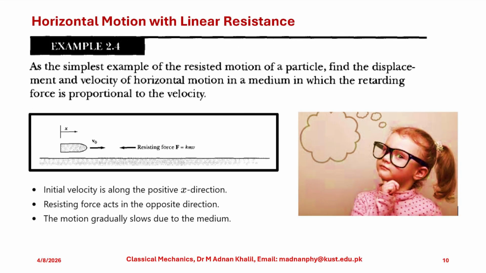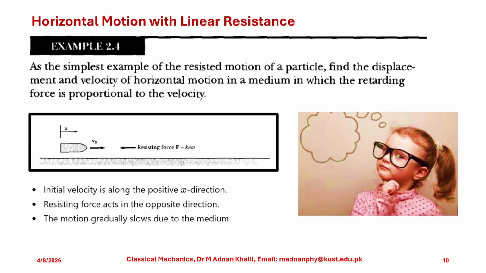Here we have given the physical picture for the one-dimensional model. The body is moving along the positive x direction with initial velocity v naught. The resisting force acts in the opposite direction. So even though the particle is moving forward, the resistive force gradually reduces the speed.